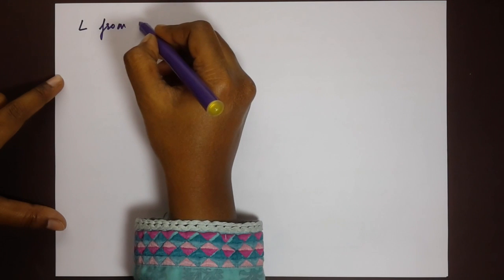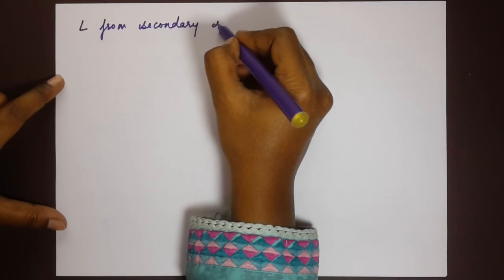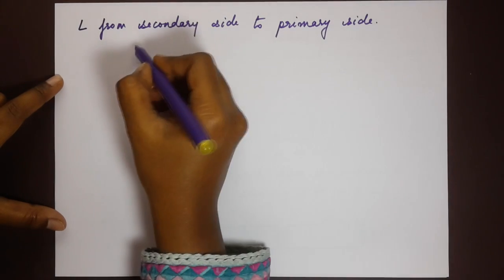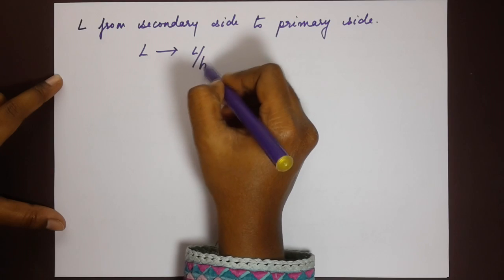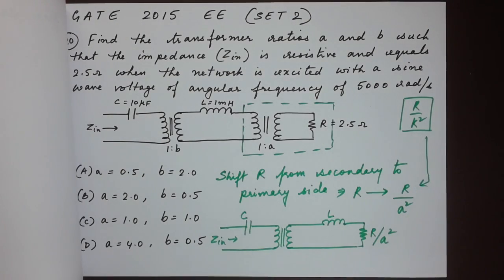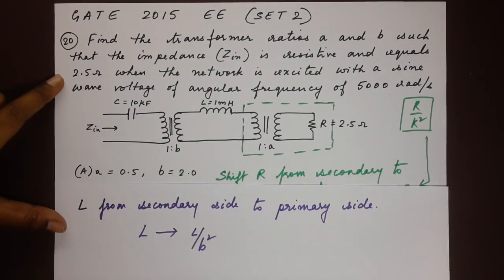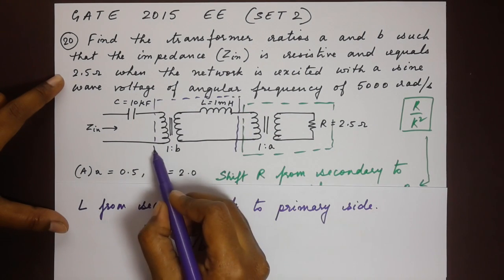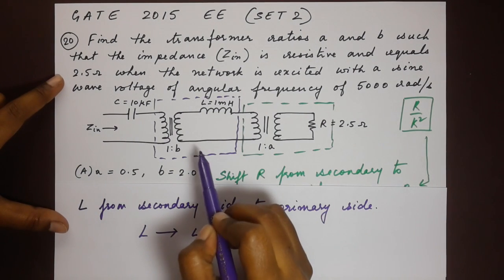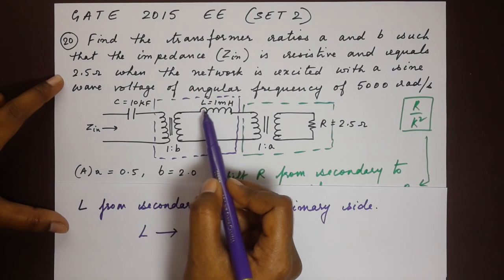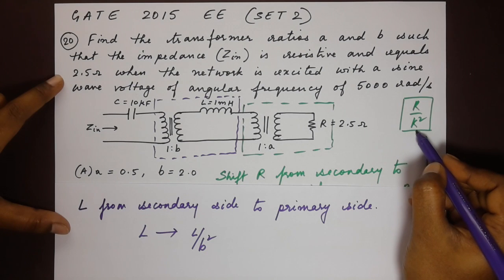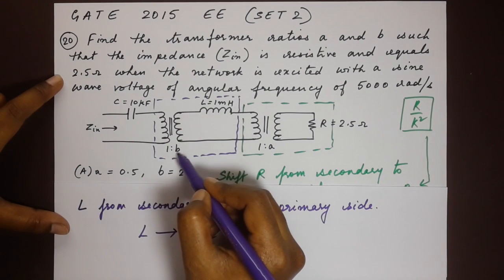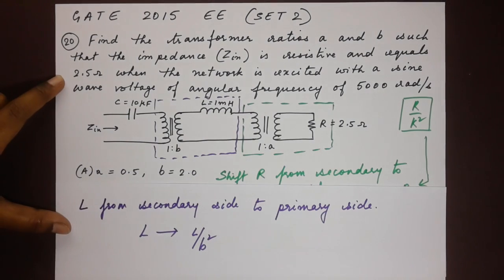Inductance L from secondary side to primary side. Now what do we have? L becomes L by B square. Why? Just as we did in the previous part, take a look at this portion here. You will see that L, which is on the secondary side, if it has to be shifted to the primary, we use the same ratio, which is L by K square. So K square in this case would be B square. So L by B square when it is shifted from the secondary to the primary. Okay?